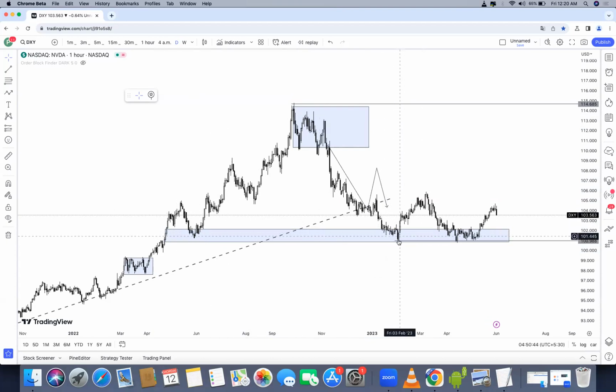And as you can see, when it comes to this demand zone again, the price reacted to it, although not as strong as it did previously because the price is coming from a bearish market. This is from a bearish market.